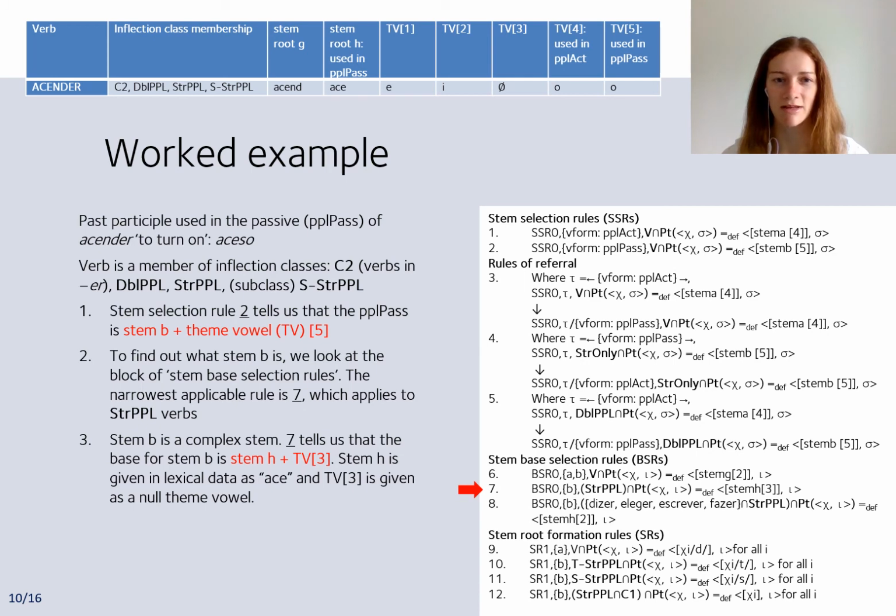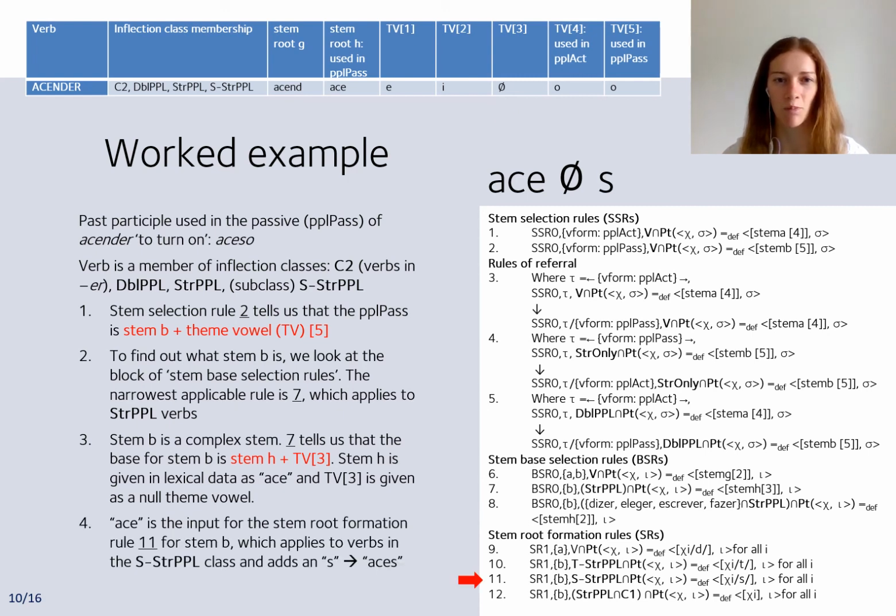Stem H is given in the lexical data as ace, and theme vowel 3 is given as a null theme vowel. Ace is therefore the input for the stem root formation rule 11 for stem B, which applies for verbs in the S-strong past participle class and adds an S, giving us aces. We now finish Rule 2 by adding theme vowel 5, given in the lexical data as O. So our final form is acesu.